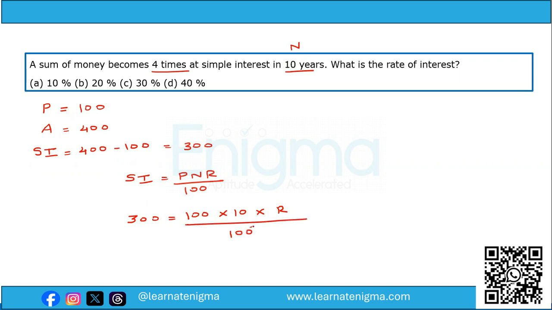So let's solve this. So 100 gets cancelled. 300 upon 10, we get the value of R as 30. So therefore, our answer will be option C, 30%.